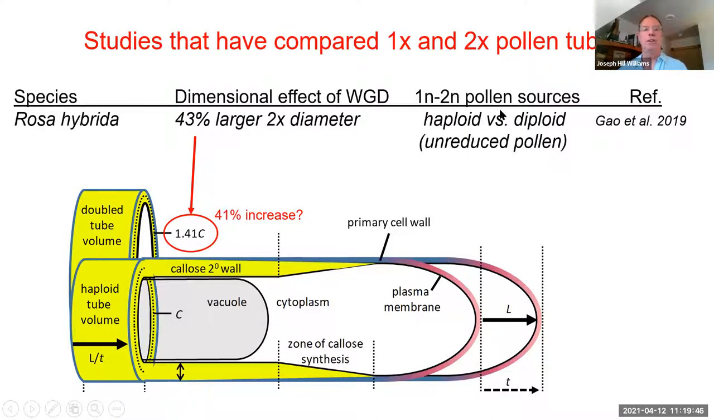So are there studies that have compared 1x and 2x pollen tube diameters? Yes, only one that I can find so far, at least in vivo. And this is in a hybrid, so it's not an ideal study. It's also comparing haploid versus diploid pollen in the same anther, so unreduced diploid pollen. So it's not quite what we're after, but it's not bad. And they got a 43% increase in diameter of the polyploid. So that is consistent with what we predict.